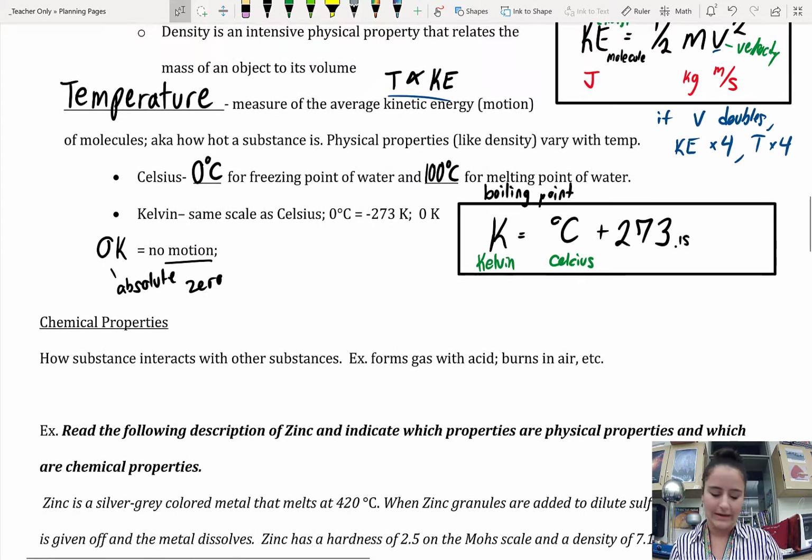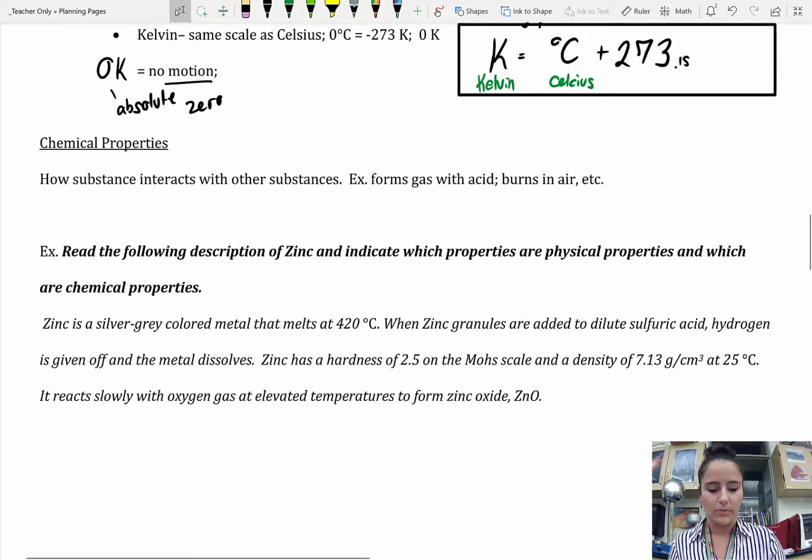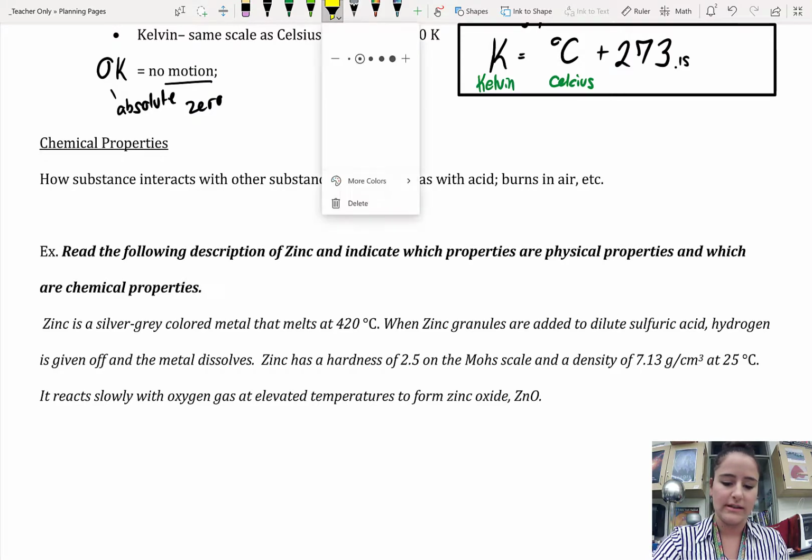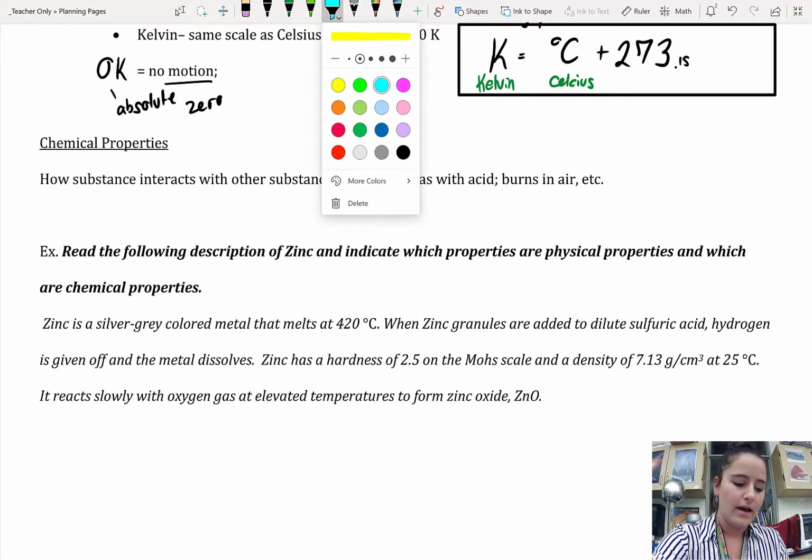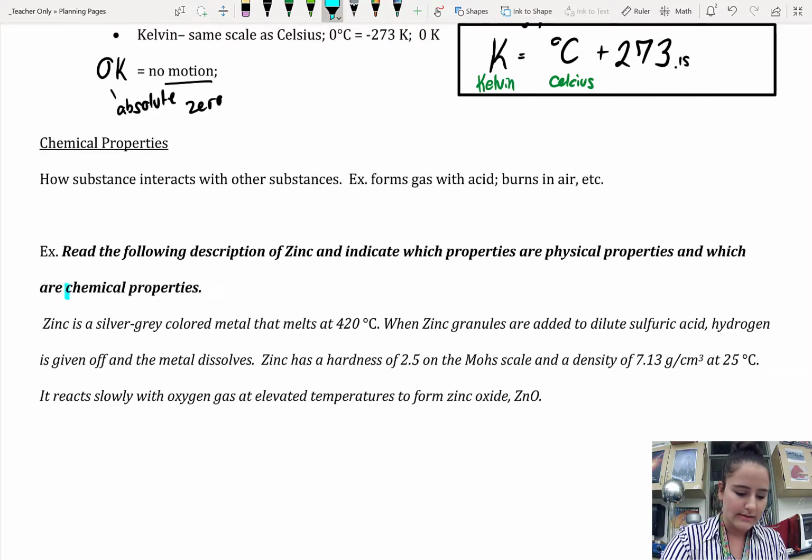Okay, cool. So those are physical properties. Now let's talk about chemical properties. All chemical properties is how it reacts with other substances. Okay, so we're going to go through this description and highlight the chemical properties. We'll go ahead and do the chemical properties first, since that's the box that we're on. I will highlight the chemical properties in this pretty aqua color.